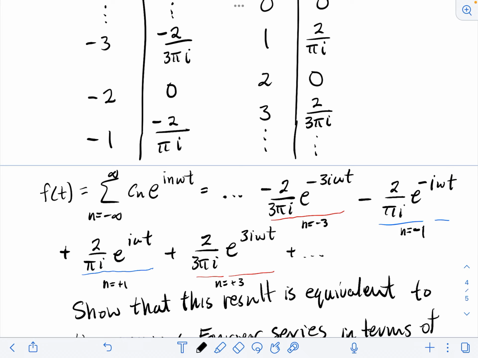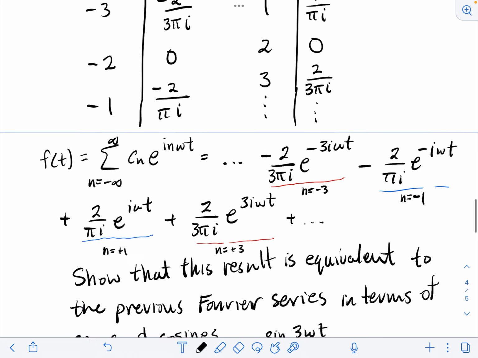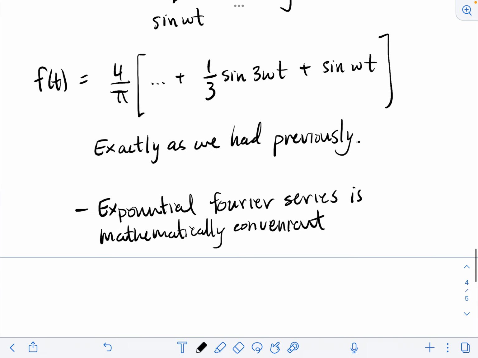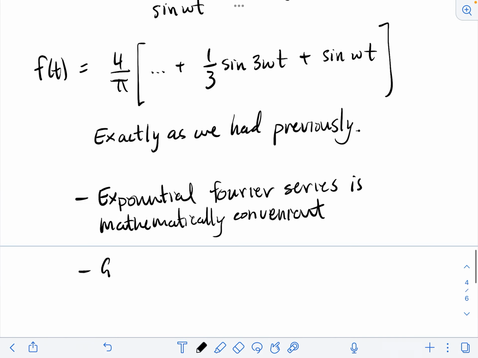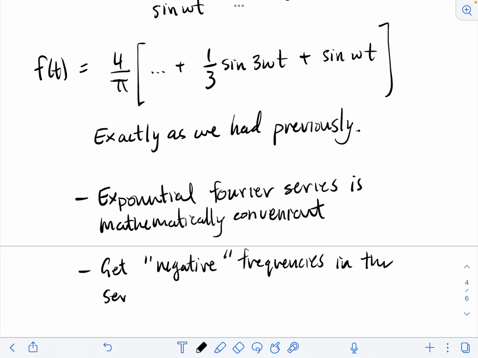Okay, so we get negative frequencies in the series. So a small consequence of having that mathematical convenience is the appearance of these negative frequencies in this series. And we'll see those negative frequencies also in the Fourier transform.